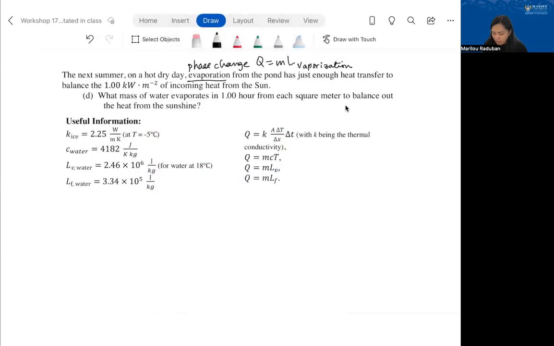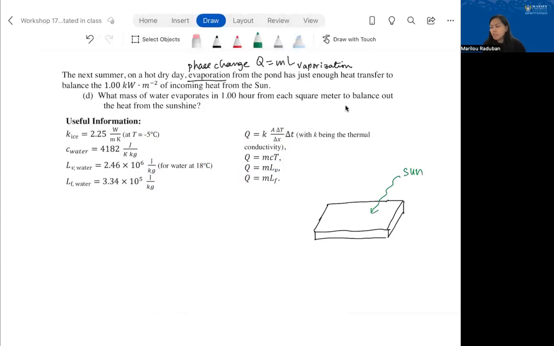Okay, so the scenario there is you have the layer of ice on the pond. Okay, the area is 27 square meters, so we assume that. So you have the sun shining on the pond. Okay.